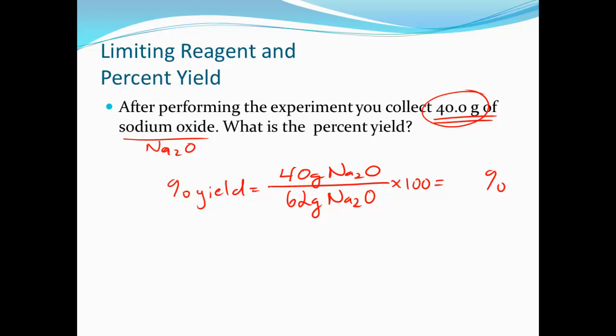So we're going to take 40 and divide it by 62, multiply it by 100. So we ended up with 64.5% yield. Not very good. Really what we're trying to strive for is anything greater than 90% is considered to be good. And that's how we do limiting reactants and percent yield.